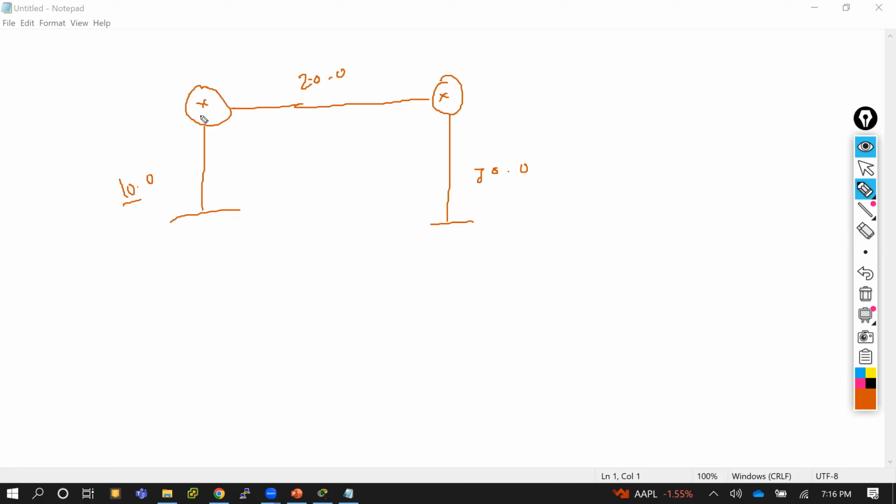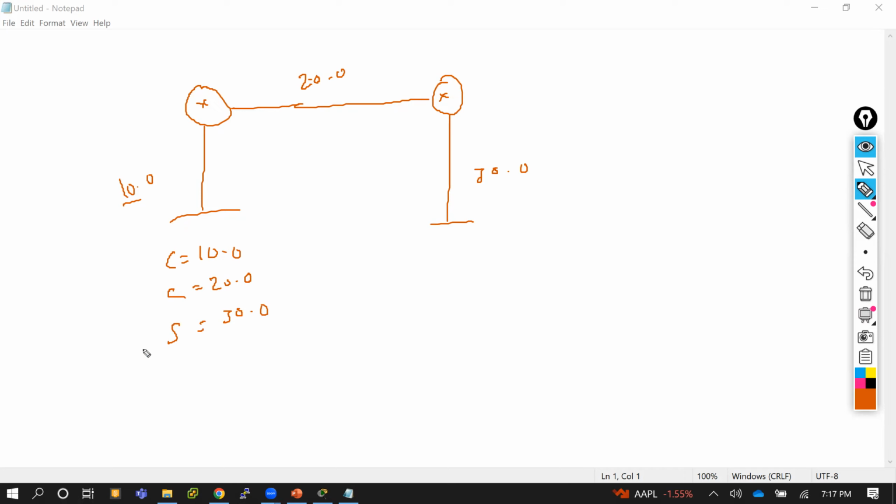Why? Because the routing table will have the information of the 10.0 network and the 20.0 network. There is no information of the 30.0 network. So that's the reason you have to implement routing. That's static routing. How? Statically, you add the destination information to its routing table. That's how static routing works.